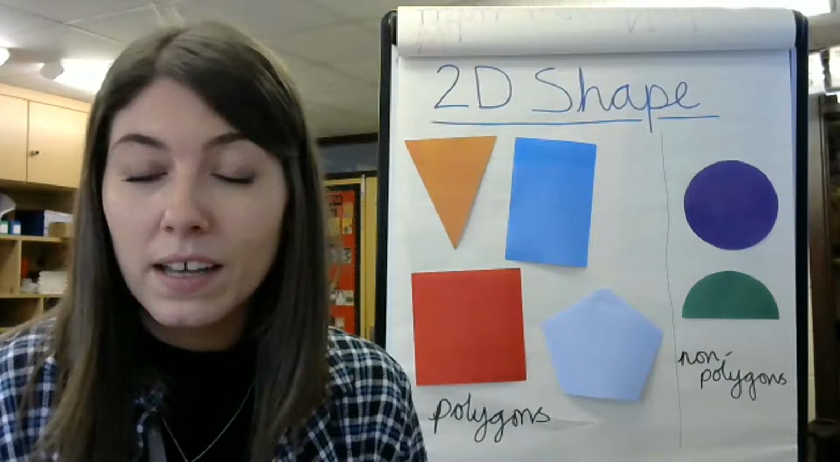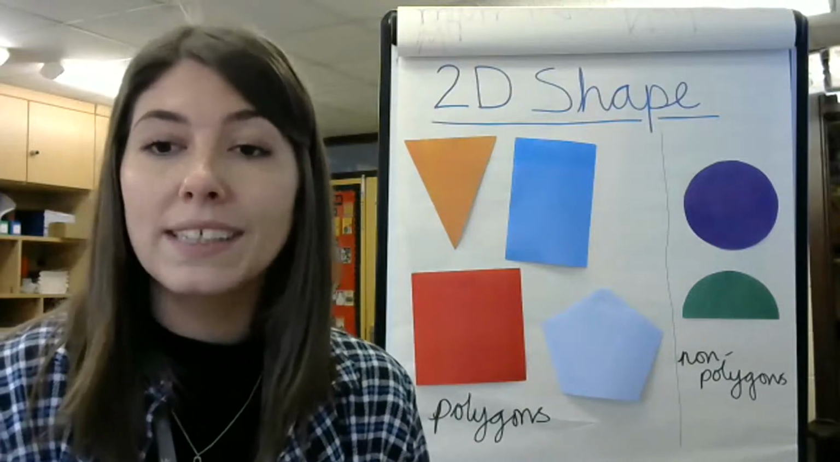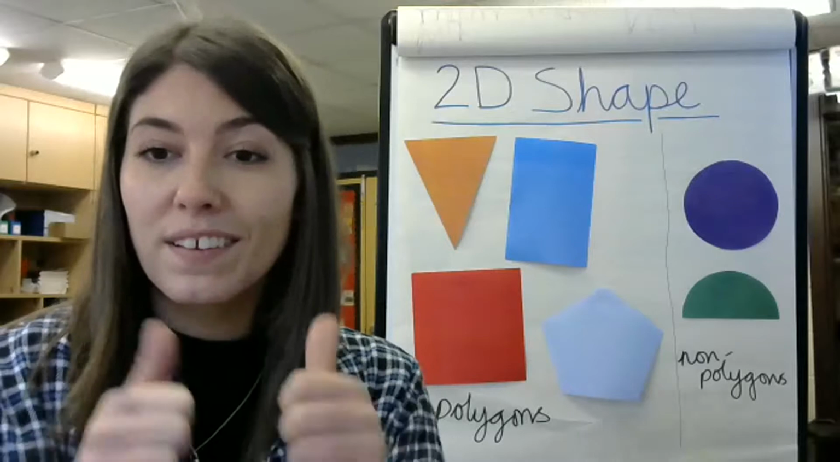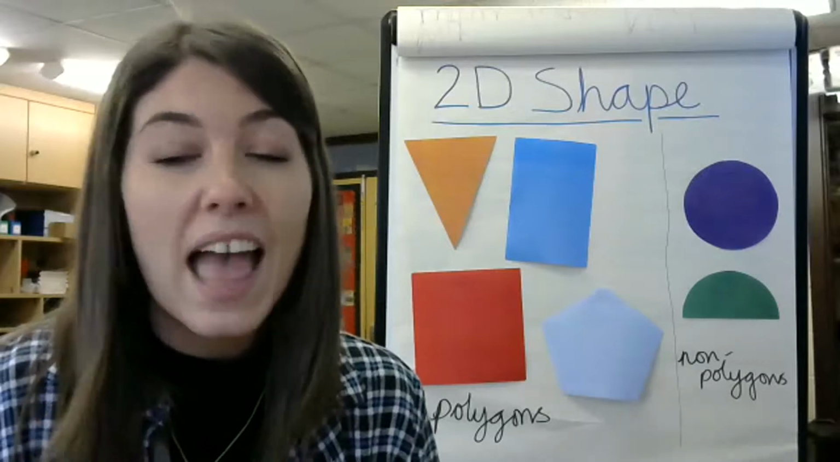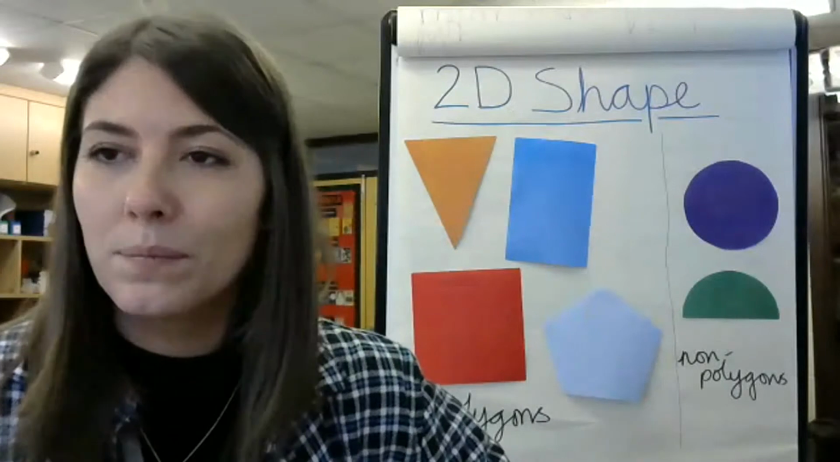Can you say that with me? A polygon is a shape with only straight sides. Great. So if a shape has any curved sides, it is not a polygon.